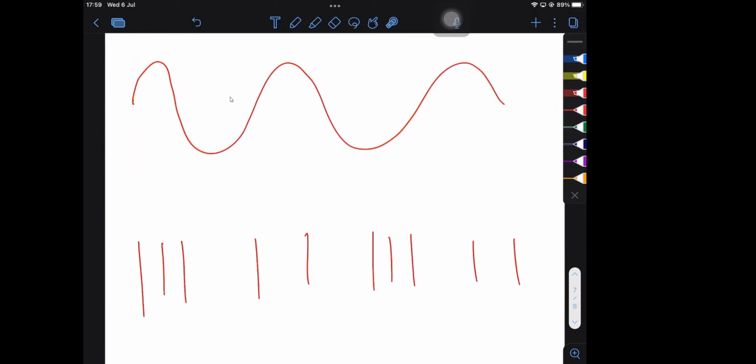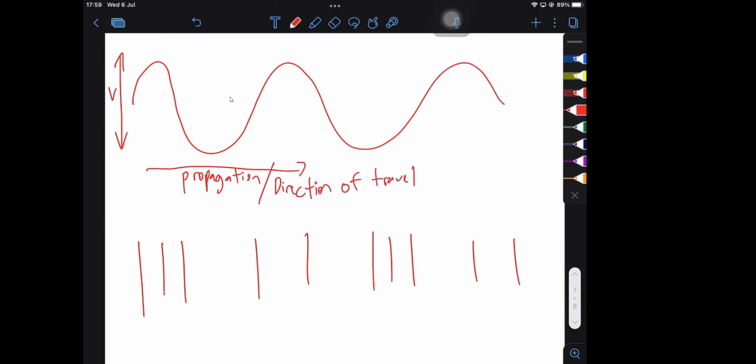So from here, you should understand that in terms of vibration, a transverse wave's vibration is perpendicular to the propagation of the wave. For those who cannot remember the word propagation, you could say direction of travel is acceptable as well. Okay, if you write that a transverse wave has vibration perpendicular to the direction of travel of the wave, that is the acceptable definition as well.